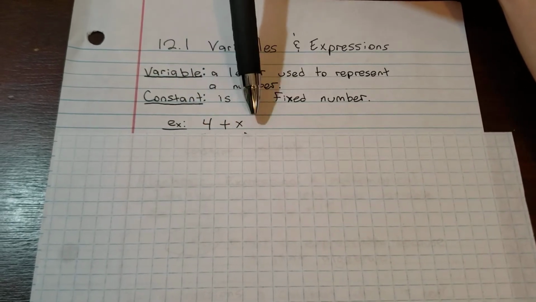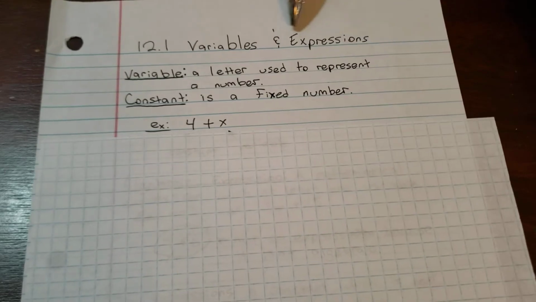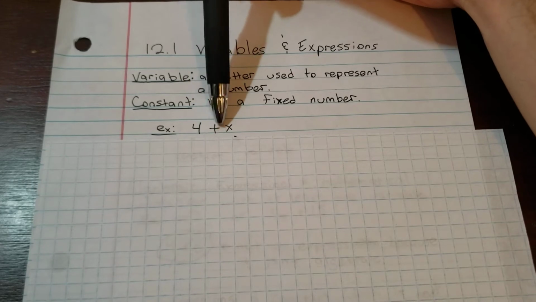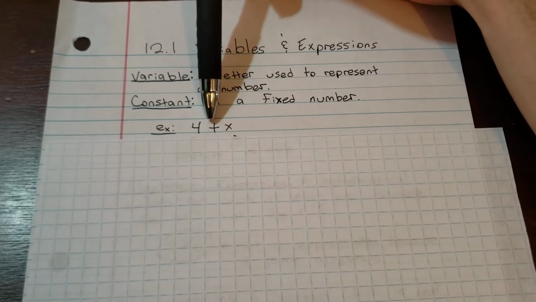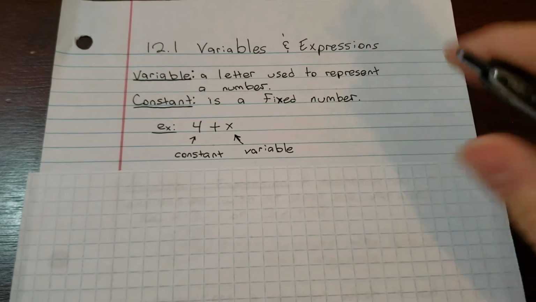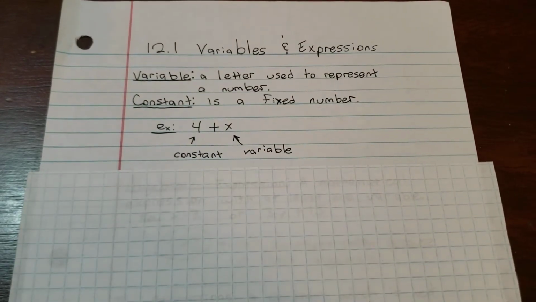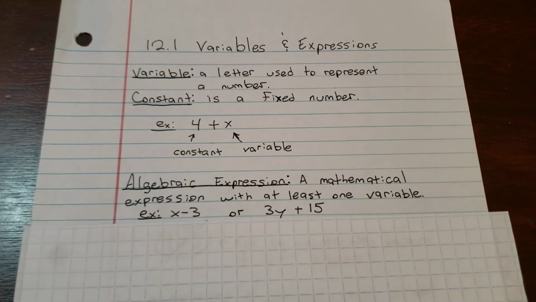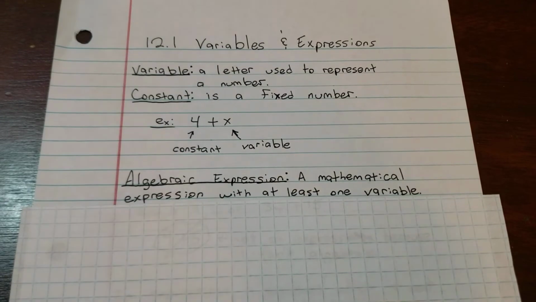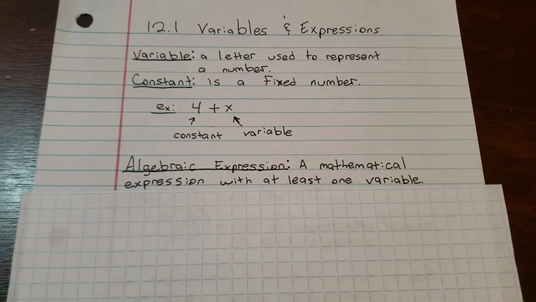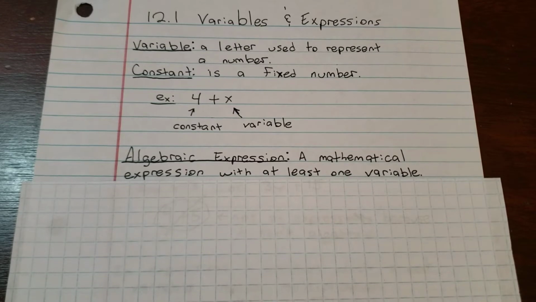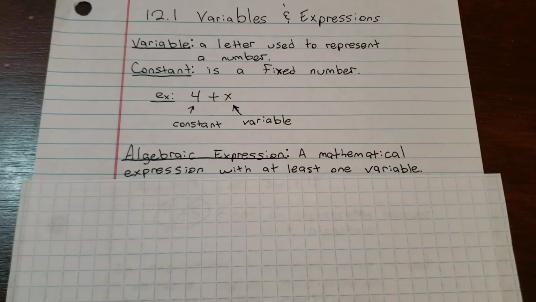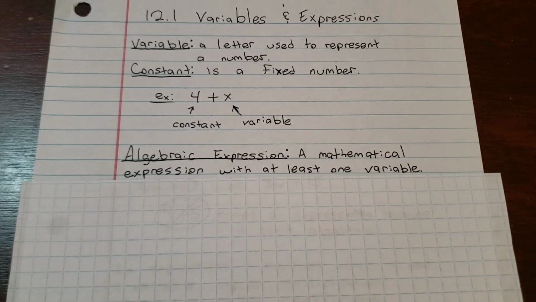So we have 4 plus x. This is an example of an expression. An expression is just a mathematical statement with an operation. 4 plus x. And again, we have our constant and variable. Like I said, this is an algebraic expression. Here's the definition of that. This is a mathematical expression with at least one variable. So 4 plus 4 plus 2 plus 1 minus 3 is not an algebraic expression because there's no variable there.